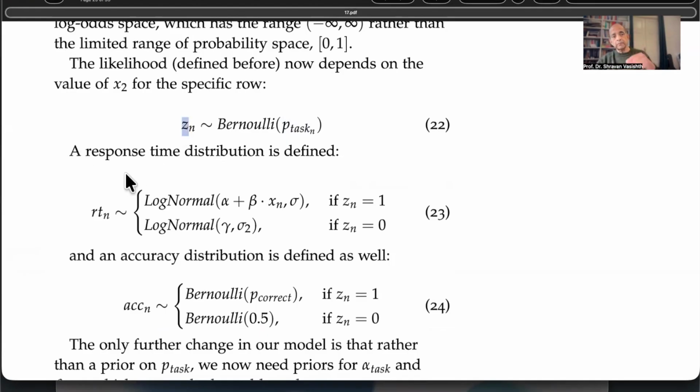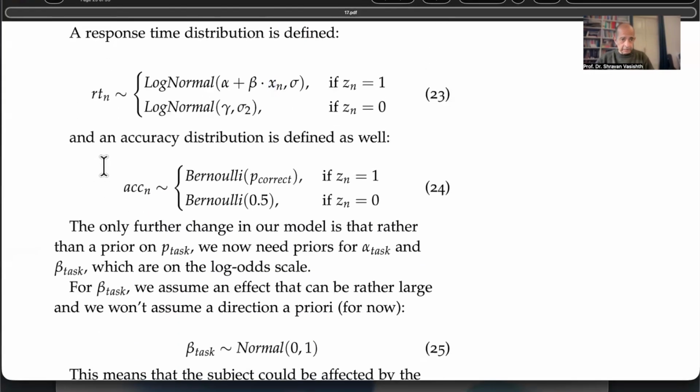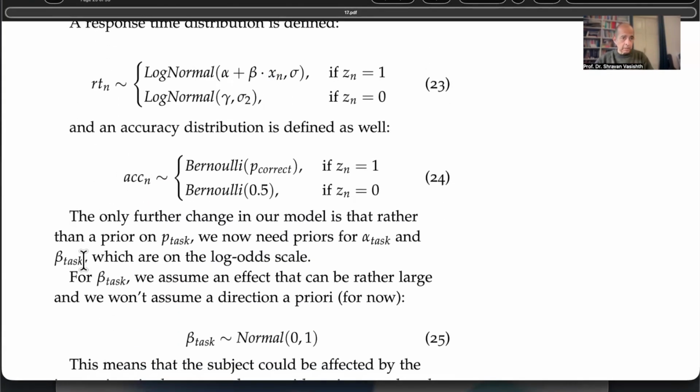This is 1, participant is engaged. If it's 0, that means that the participant is not engaged. And that's coming from a Bernoulli. The response time distribution is just like before, right? So this was the easy hard manipulation, right? Just like before, nothing new. This is all the same as before. And here also everything is the same, right?